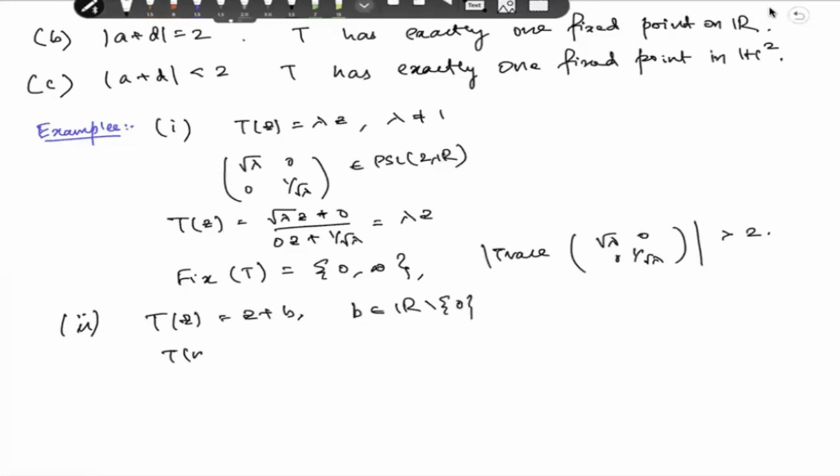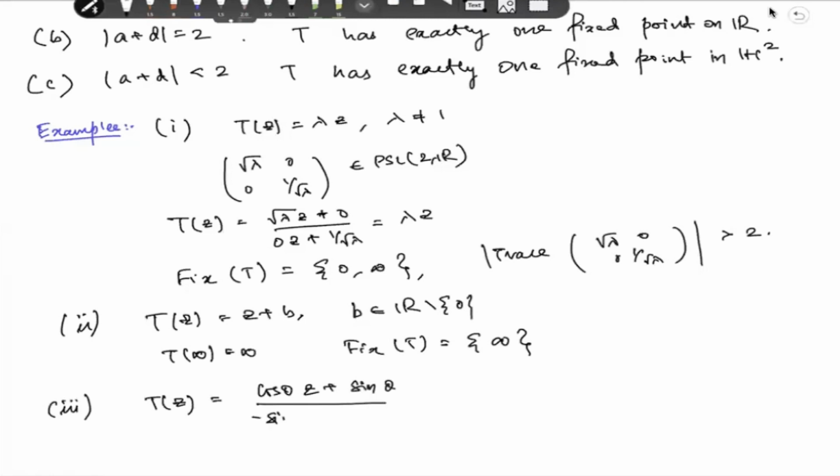So T of infinity is equal to infinity. So the fixed point of T is just this infinity, the singleton set {infinity}. And the third example is Tz equals (cos theta z plus sine theta) divided by (minus sine theta z plus cos theta). So in this case, the fixed point of this T is the singleton set {i}.